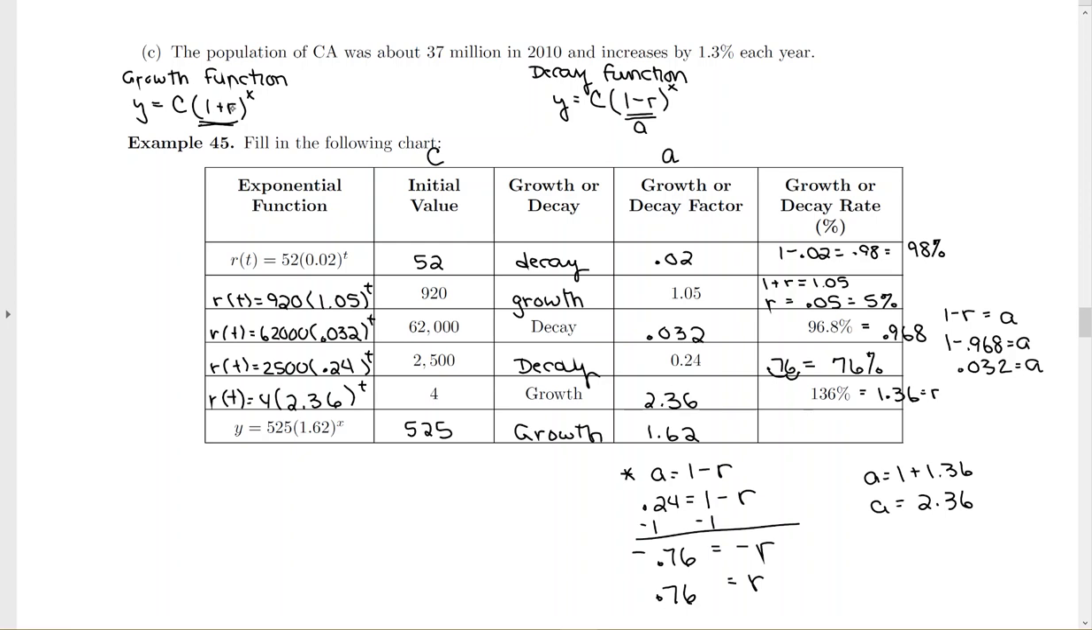So I come back to the growth function. I'm looking for R. So I've got 1 plus R is equal to my A value. And our A value happens to be 1.62. Solve for R, subtract 1. R equals 0.62. But we like our rates as percents, so that's 62%.